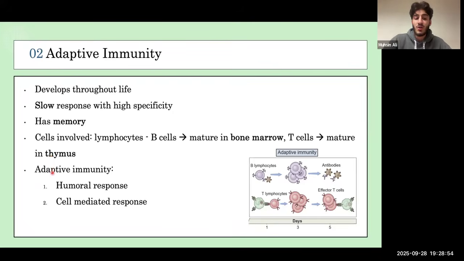Now, your adaptive immunity within itself has two parts. The first one being your humoral response, and the second one being your cell-mediated response. Again, this was adapted from Dr. Abdul Jabbar's lecture. It's just to show you the cells involved in your adaptive immunity, your B cells and your T cells, and the time duration compared to your innate, where it was 0 to 12 hours. This one is more of 1 to 5 days, when these cells start to act.